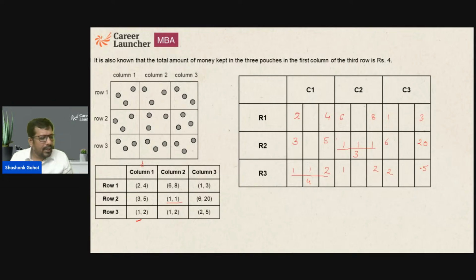Now, the question is saying that the average in this is an integer, right? So average being an integer means the sum of all the values divided by 9 should be an integer. So if the average is an integer, then what can the sum be? The sum can be either 9, or 18, or 27, or 36, because the sum will be a multiple of 9, or it can be 45.